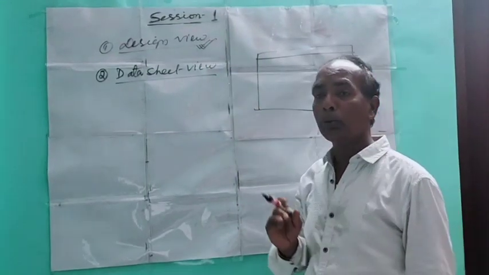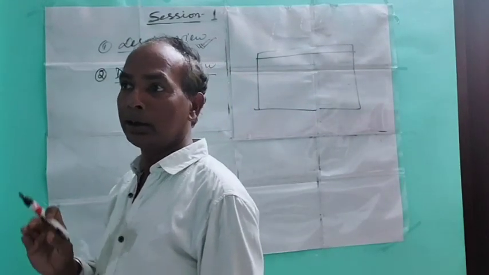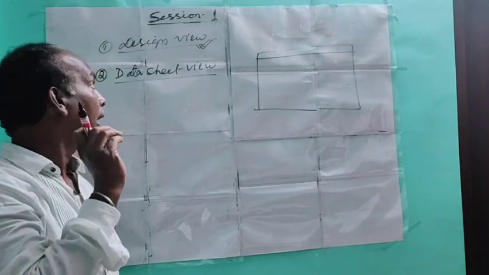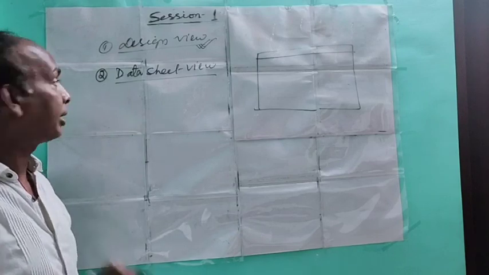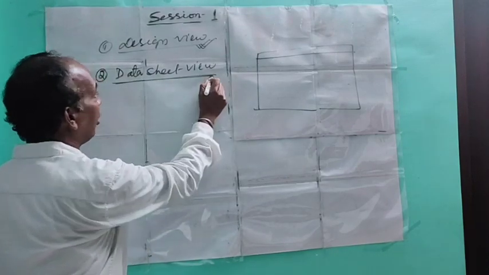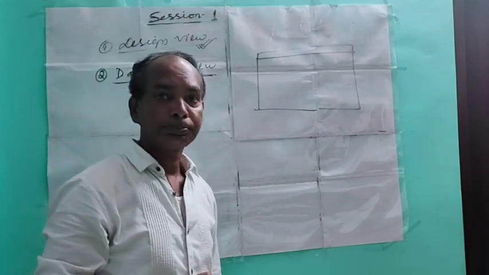In design view, we can only add field names, not any data. You can modify the structure and enter the different field names, but you cannot enter data. But in datasheet view, we can enter data. Only in datasheet view can you enter data.